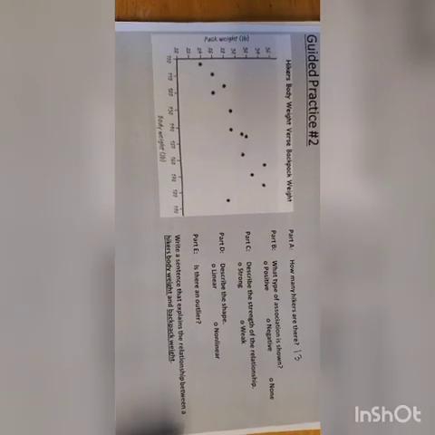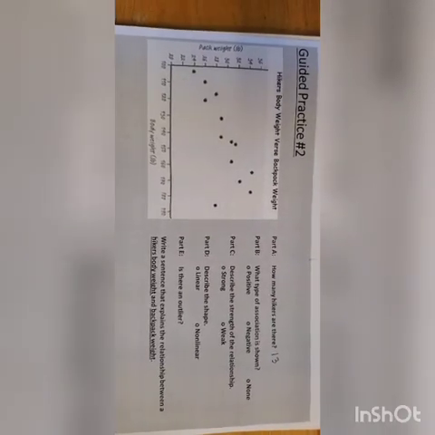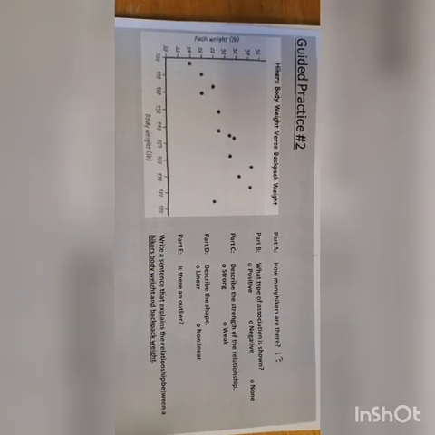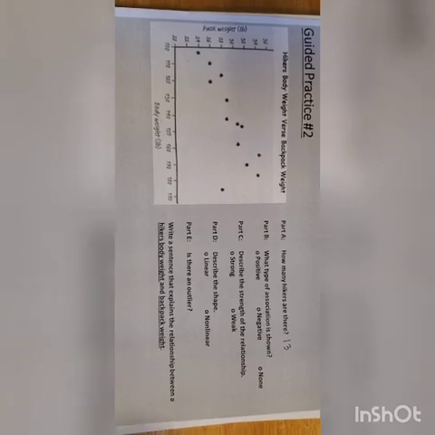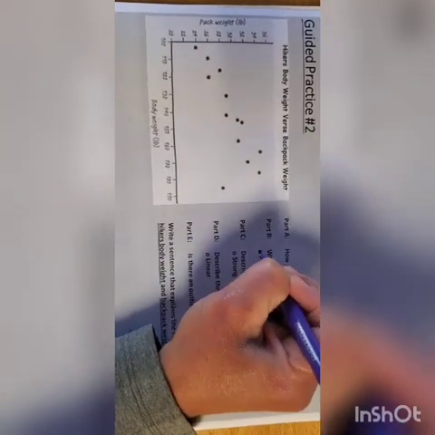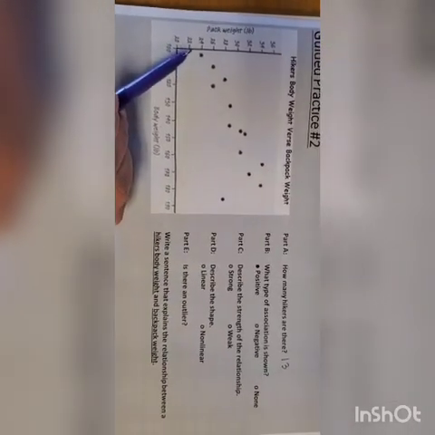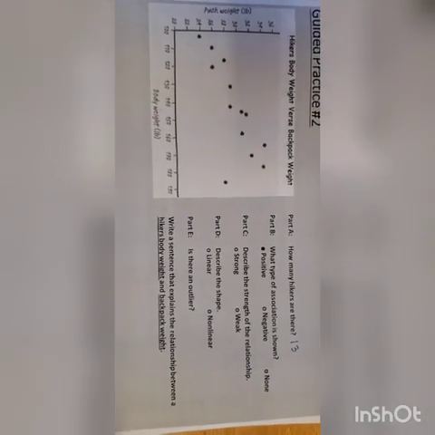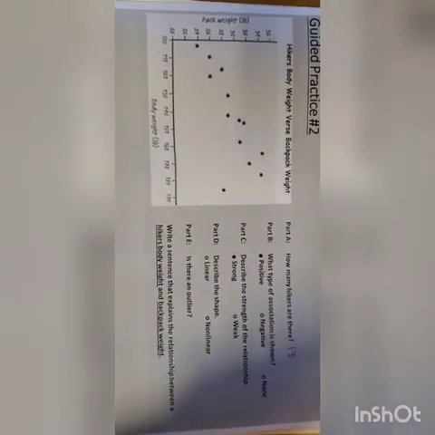What type of association is shown? So look at the graph and tell me if you can decide, is the pack weight increasing as the body weight increases, or is the pack weight decreasing as the body weight increases? Looks like the pack weight is increasing as the body weight increases, and when they're both increasing, we're talking about a positive relationship. You can see that the data starts low and goes high. Describe the strength. I think this is a pretty strong relationship. The points seem to be in close.